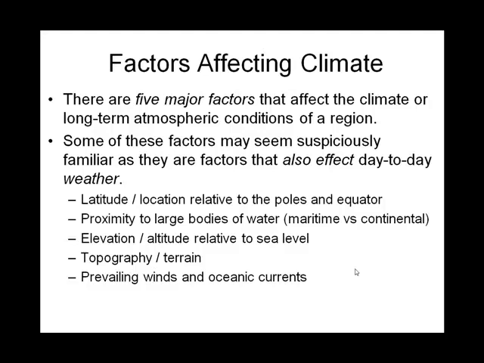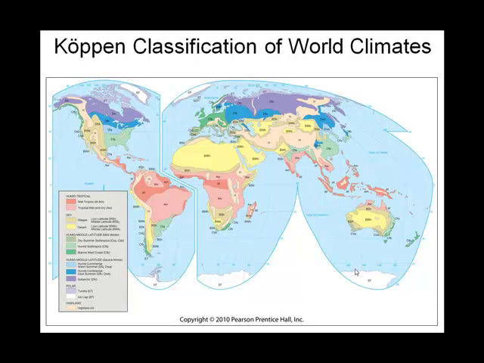and prevailing ocean currents. The direction of the wind, how strong the winds are. Ocean currents, remember we have warm ocean currents and cool ocean currents, and those definitely impact our long-term climates for a particular region.